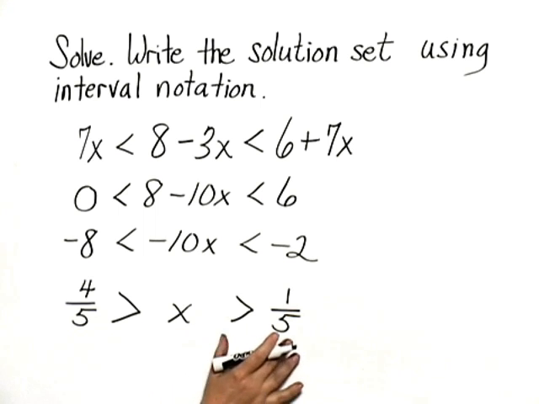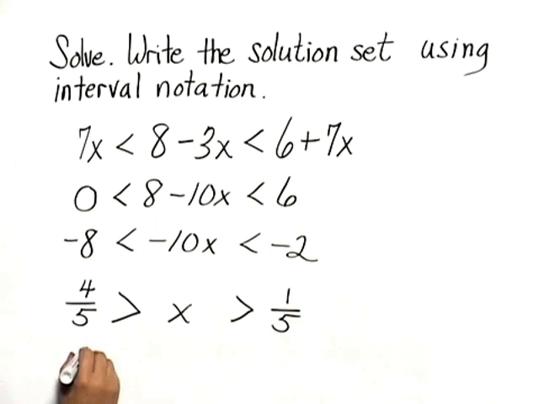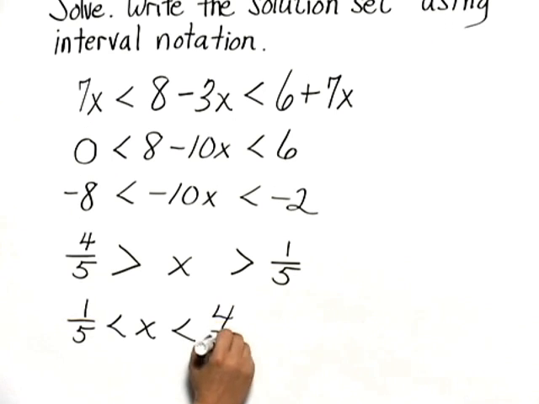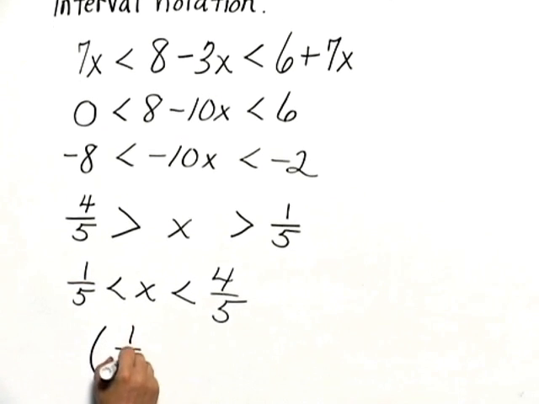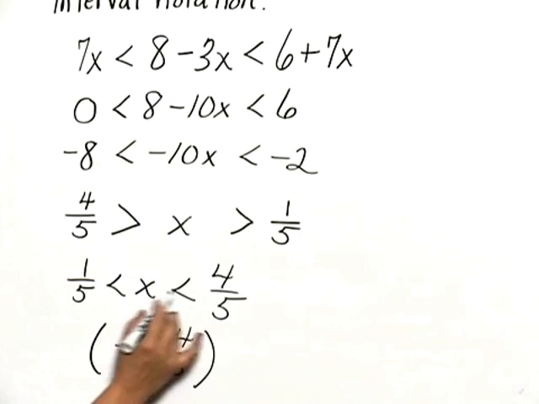Normally we would write this with the smaller number first. So let's write it in the reverse order. 1/5 is less than x, and x is less than 4/5. To write the solution set using interval notation, we would write the interval from 1/5 to 4/5, and we do not include the endpoints because we have the symbols less than.